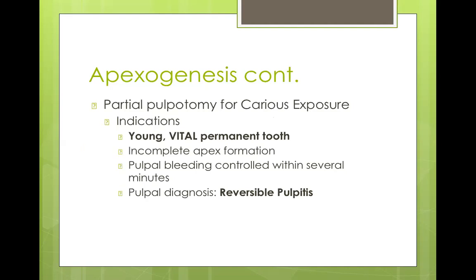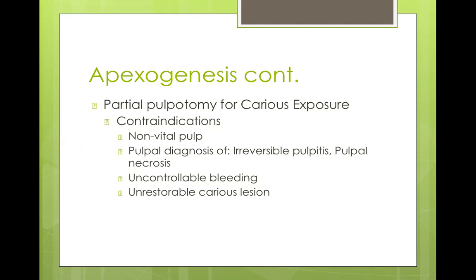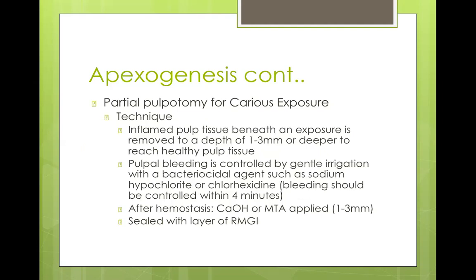So if it's a caries exposure, when you're doing your partial pulpotomy, it should be a young, vital, permanent tooth with an incomplete apex, and you should be able to control bleeding within several minutes. If there is any degree of pulpitis, it should be reversible. If it's irreversible, you cannot do a partial pulpotomy. And the contraindications pretty much are the opposite of the indications. How do we do this? You get into the tooth.